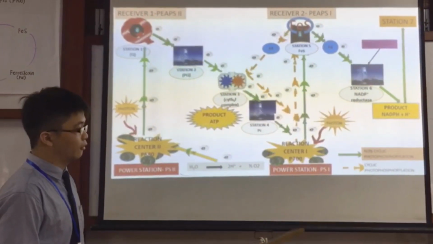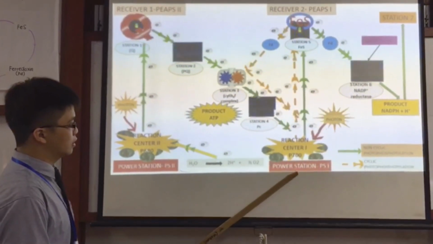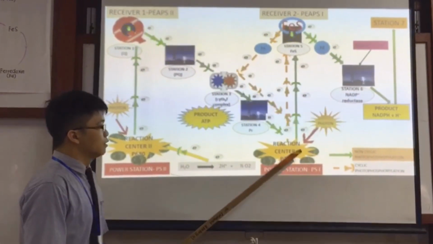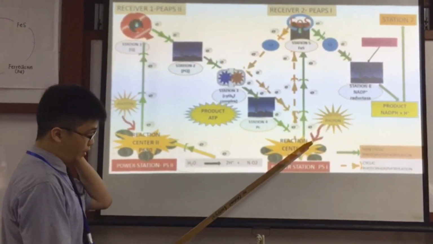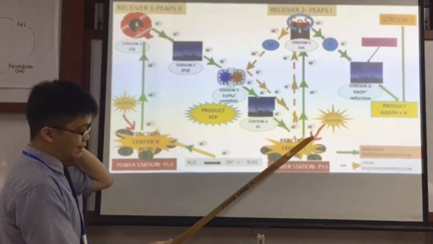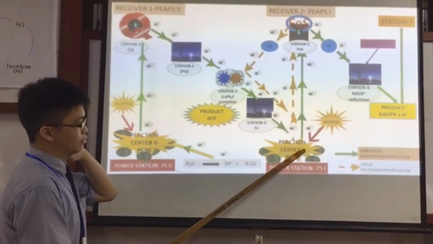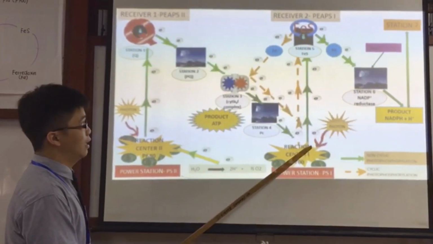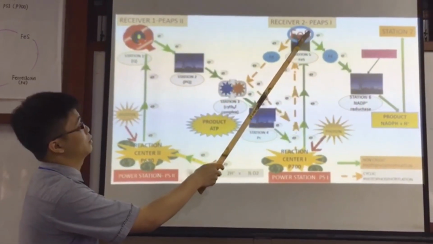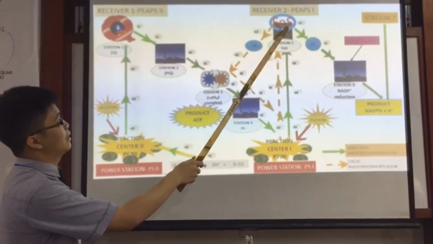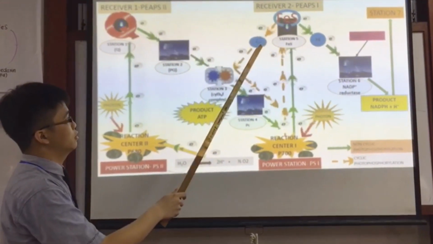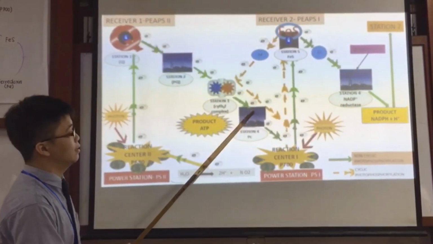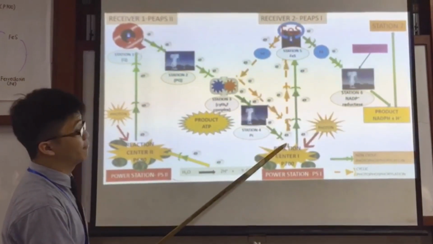Now the cyclic photophosphorylation only involves the PS1. So the light energy is absorbed by the accessory pigment and passed to the reaction center P700, and the electron is excited and passed to the primary electron acceptor, the FeS. Then the electron will pass to the ferredoxin, to the cytochrome b6f complex, then to plastocyanin, and lastly go back to photosystem 1.